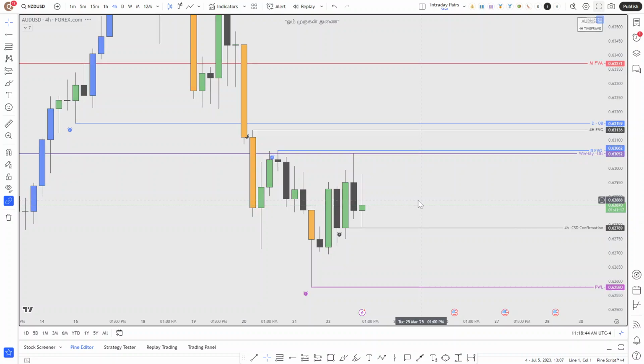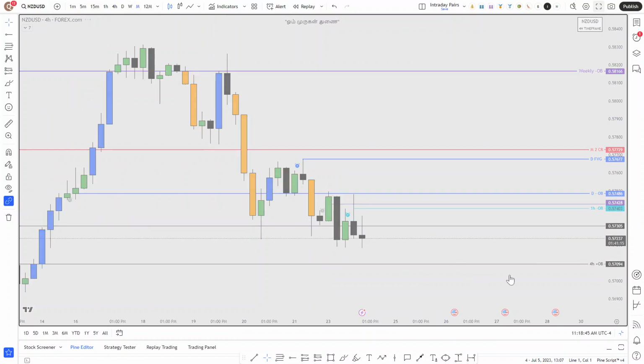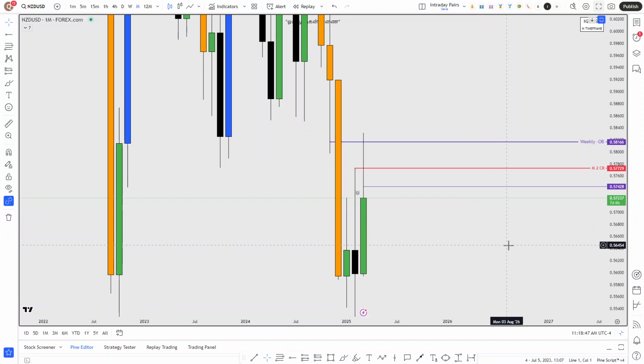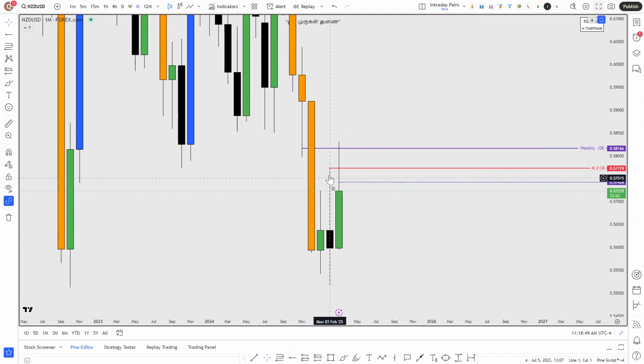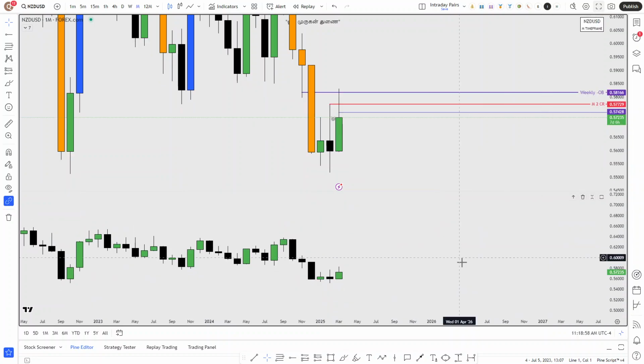But if you're going to New Zealand, I just come from a high time frame. Here you can see in New Zealand it has swept this previous monthly high, and now it is rejecting from there. So just a minute, let's see this.